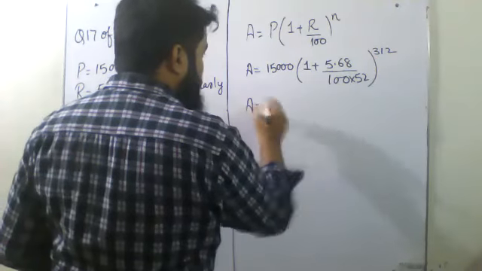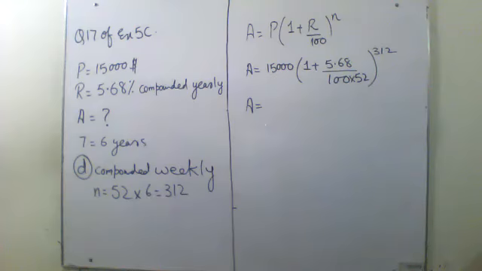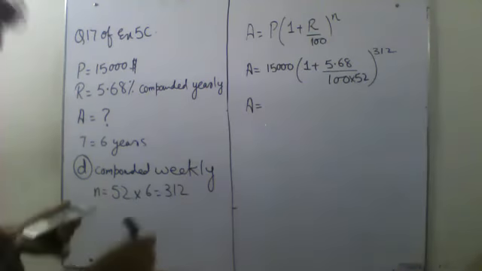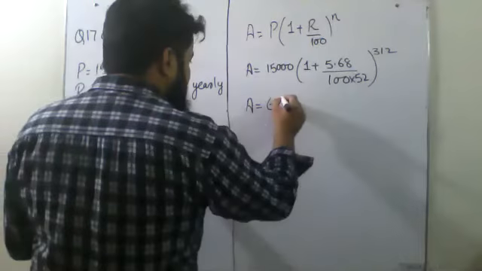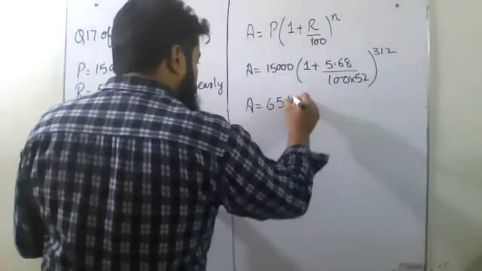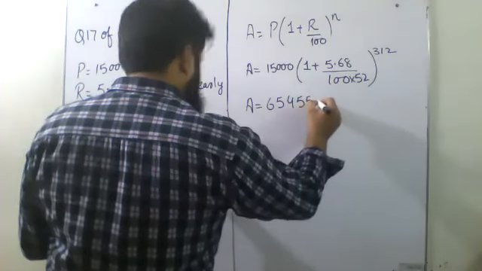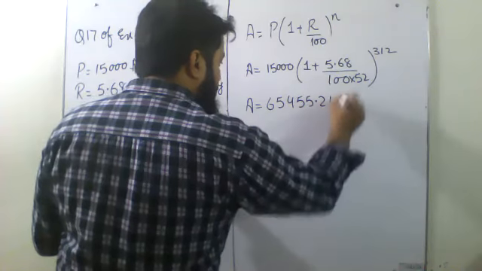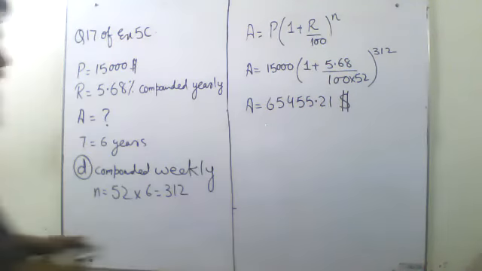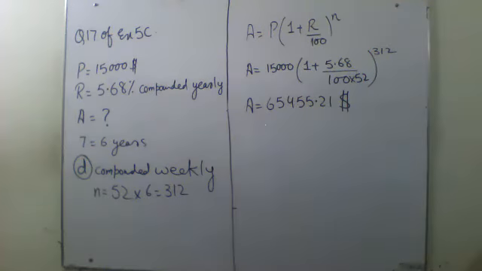So A equals, now when I simplify it, my answer is coming 65455.21 dollars when I have compounded it on a weekly basis. Okay, when I have compounded it on a weekly basis.